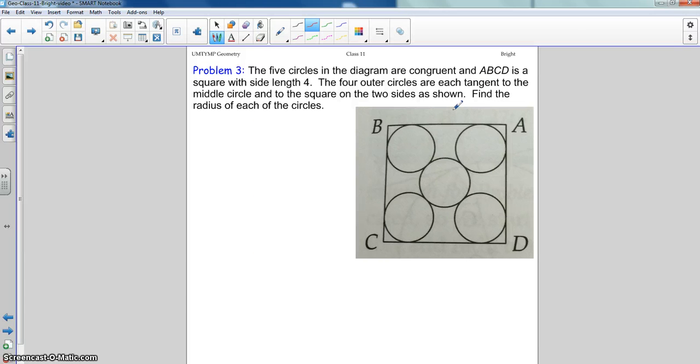The last and most interesting problem of this video, and it is fun. So we have 5 circles as shown in the diagram. They're congruent, and ABCD is a square with side length 4. So I know that the distance here is 4. Okay, the 4 outer circles are each tangent to the middle circle and to the square on 2 sides as shown. Find the radius of each of the circles. So all the circles are congruent, so they all have the same radius.